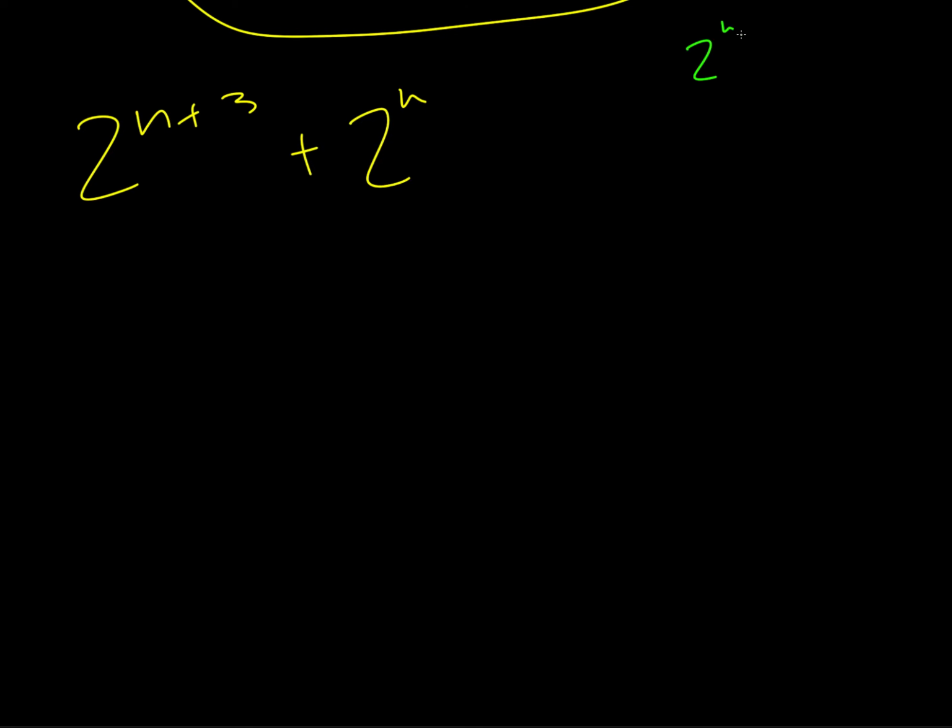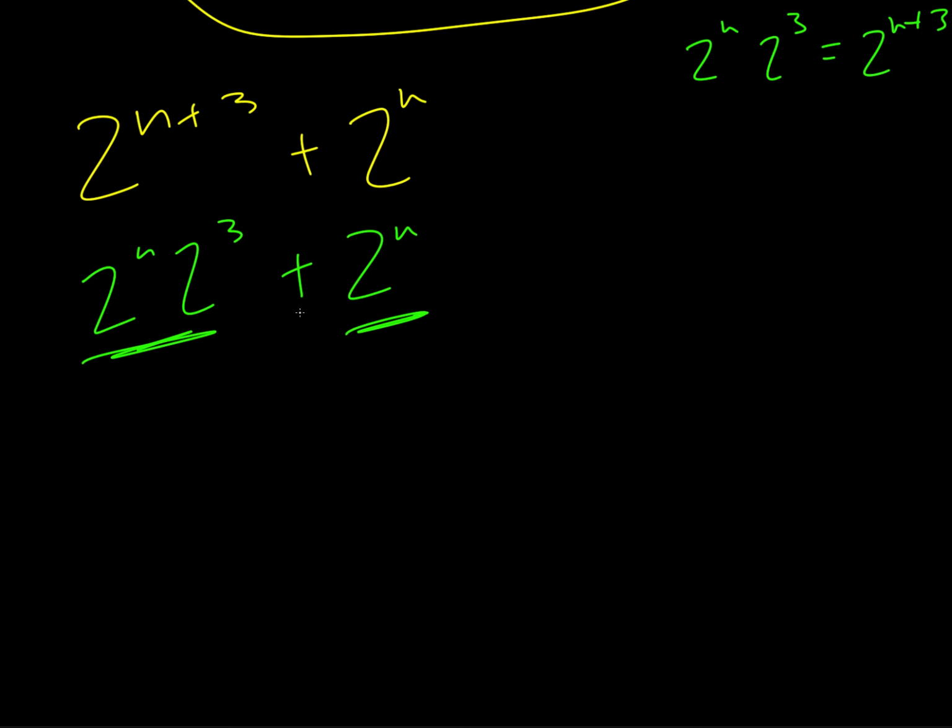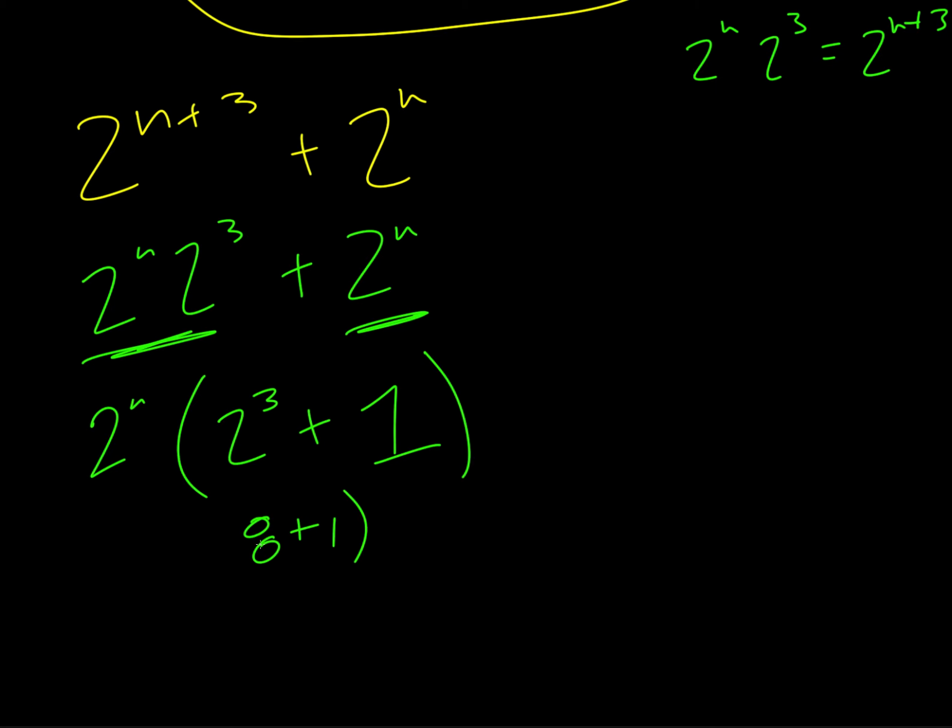remember, if we have 2 to the n times 2 to the 3, we would add those exponents, and so it would be n plus 3. And so we're actually going to go backwards with that. So we're going to change it to 2 to the n times 2 to the 3, plus 2 to the n. Now if we look at this term and this term, they both have a 2 to the n. So we're going to write 2 to the n, and then write what's left. 2 to the 3 plus 1. There would be a 1 left over right here. Now 2 to the 3 is 8. So we have 8 plus 1. And then that's 9. And so we can just pop the 9 out in front. And that's what we'd end with.